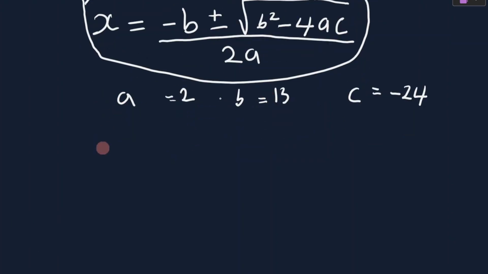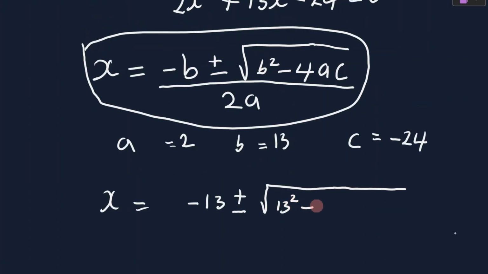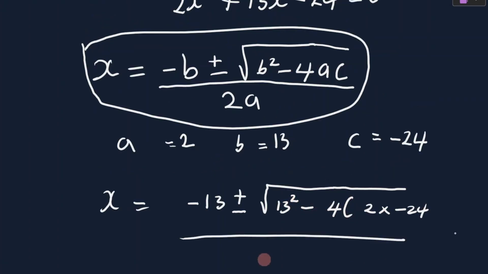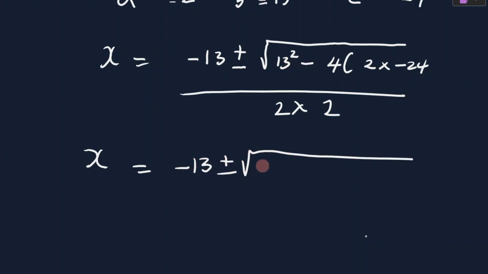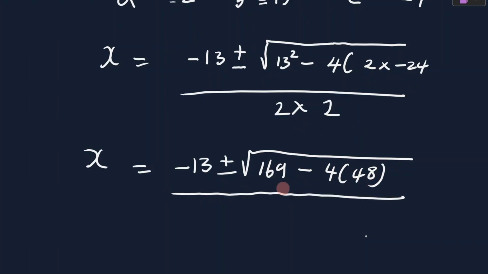If we do that, we have s equal to negative 13 plus or minus the square root of 13 squared, minus 4 multiplied by a, which is 2, multiplied by c, which is negative 24, all divided by 2 multiplied by a, which is 2. So if we solve it out, 13 squared gives us 169. We subtract 4 multiplied by 2 multiplied by negative 24, and all is divided by 4.